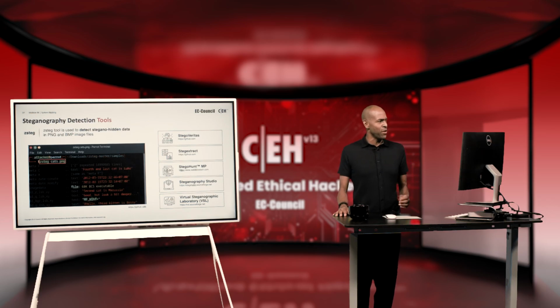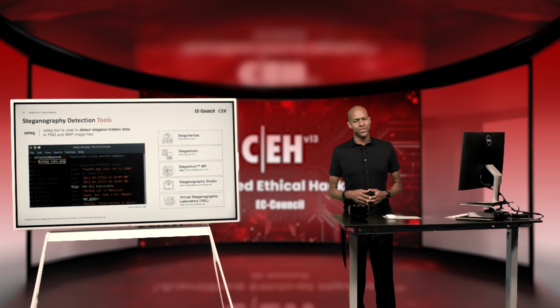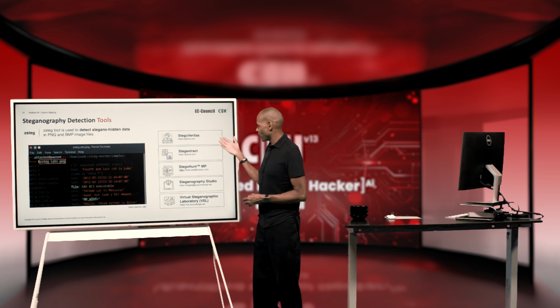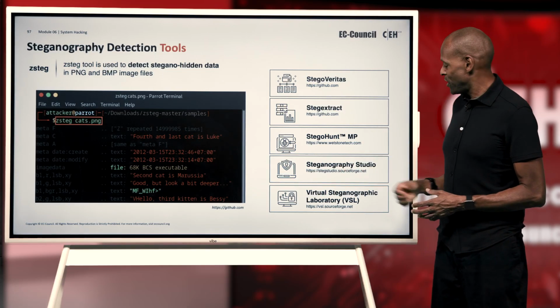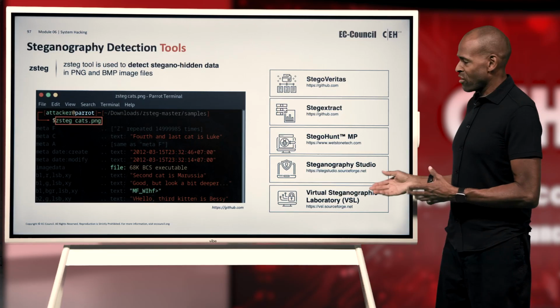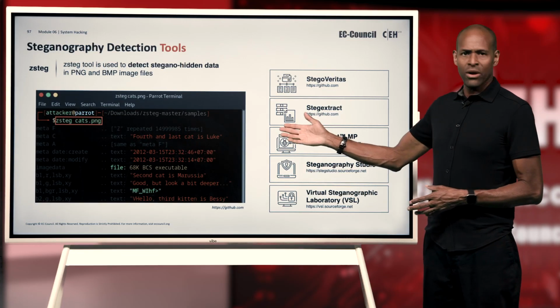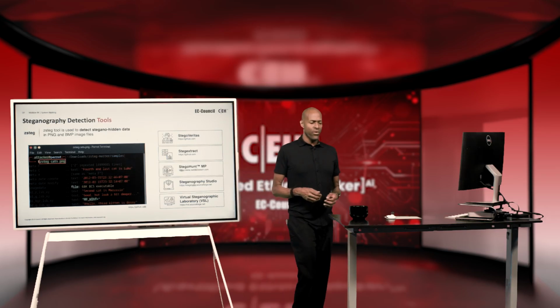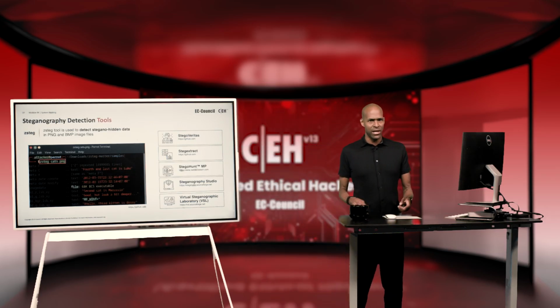All right, so another thing we can do is make use of tools. I like some of these tools. Stego Veritas, used that one before. I like Steganography Studio, a very good one. Virtual Steganographic Laboratory. Over here, we have ZSteg, yet another very good tool for looking at steganography and figuring out what's going on.